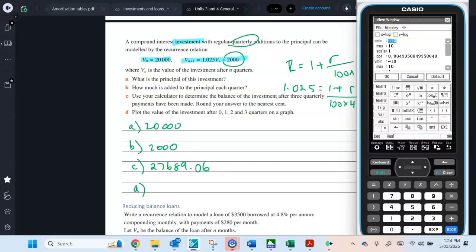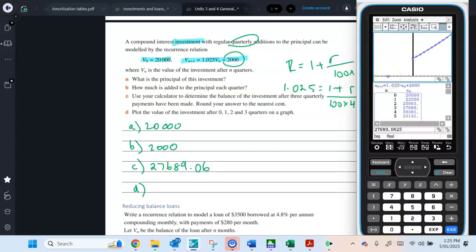All right, so we're going to 3 quarters. So our minimum value is 0. I always go 1 below. Actually, we can leave it as 0 to 10, doesn't really matter. But our y does have to be higher. So I might do that up to 50,000. Now we should be able to see it.